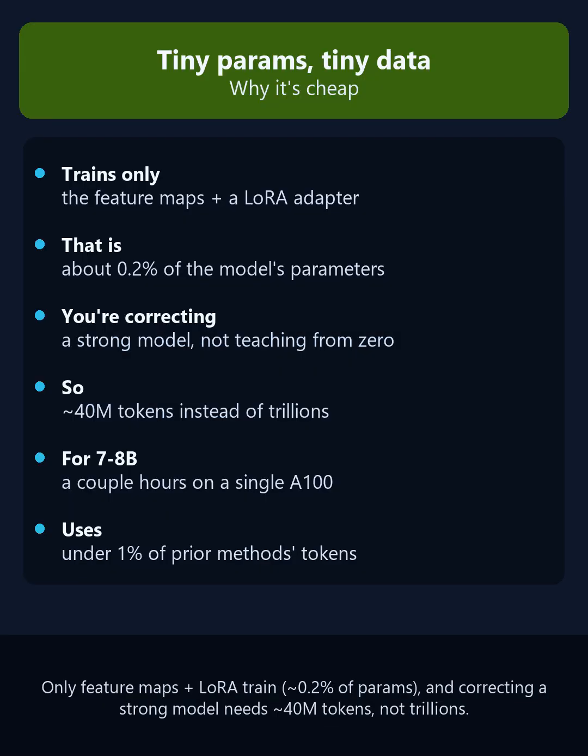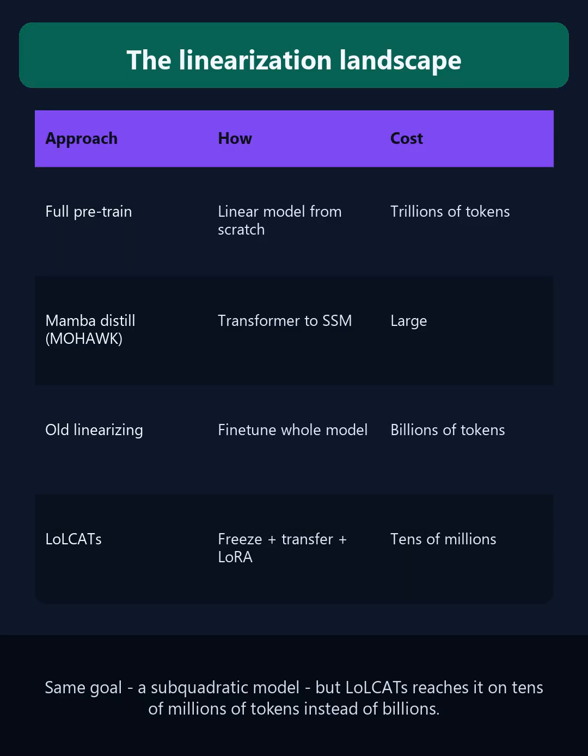Why is this so cheap? Two reasons. Attention transfer trains only the small feature map layers, and LoRA adds just tiny low-rank matrices, touching a sliver of the model. And because you are correcting an already strong model rather than teaching one from zero, you need around 40 million tokens instead of trillions. All told, LoLCAT uses about 0.2% of prior methods' parameters and well under 1% of their training tokens.